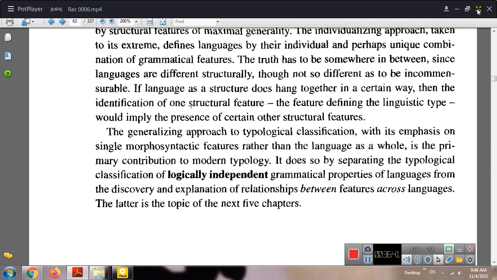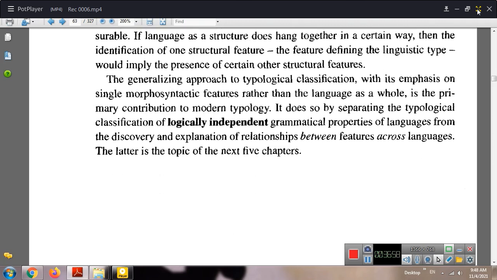It does so by separating the typological classification of logically independent grammatical properties of languages from the discovery and explanation of relationships between features across languages. The latter is the topic of the next 5 chapters.